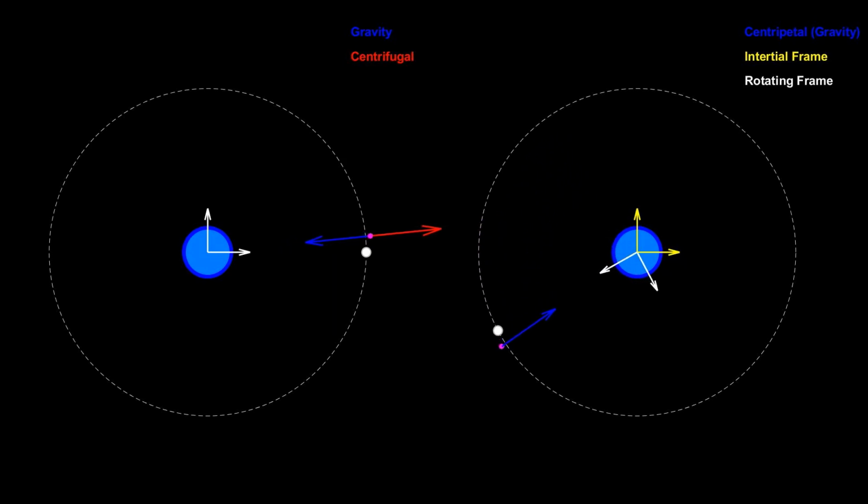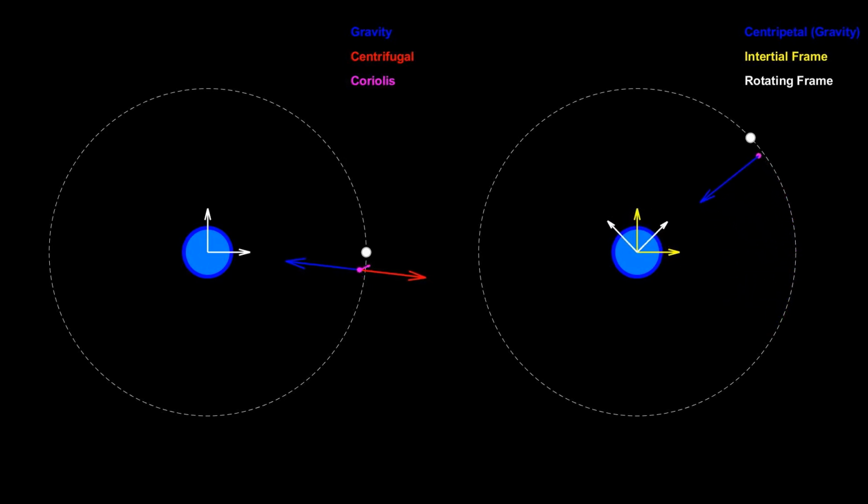To explain this peculiar motion in the rotating reference frame, we introduce the fictitious Coriolis force. The Coriolis force acts perpendicular to any relative velocity in the rotating reference frame. Similarly to a centripetal force, it acts to create circular motion but within the rotating reference frame.